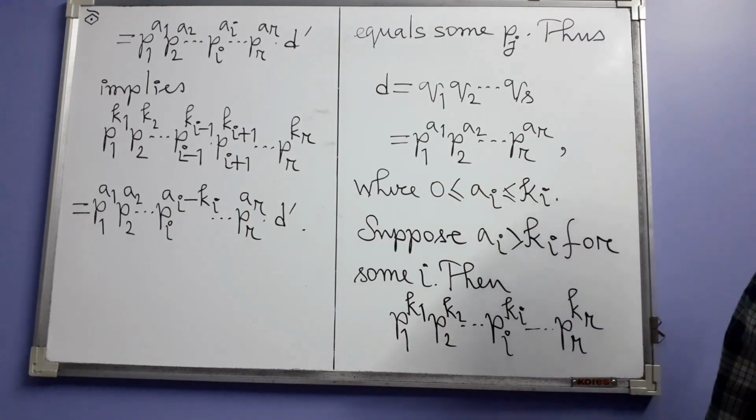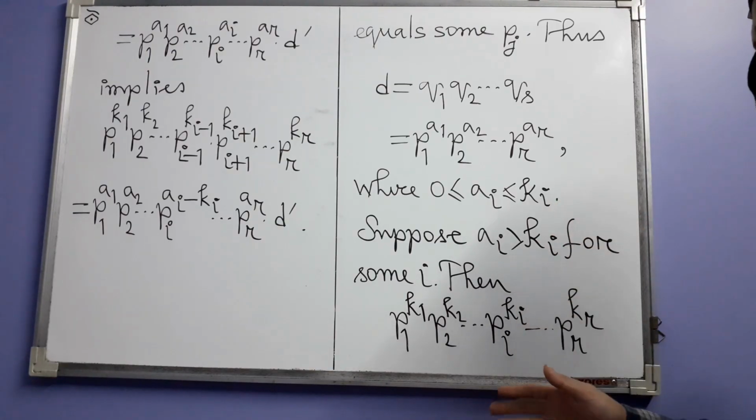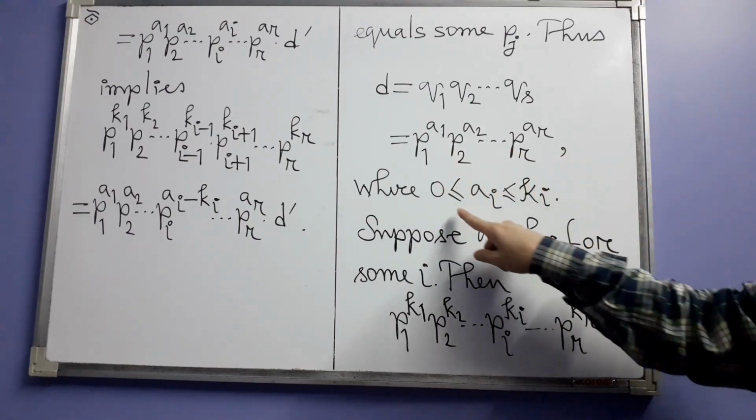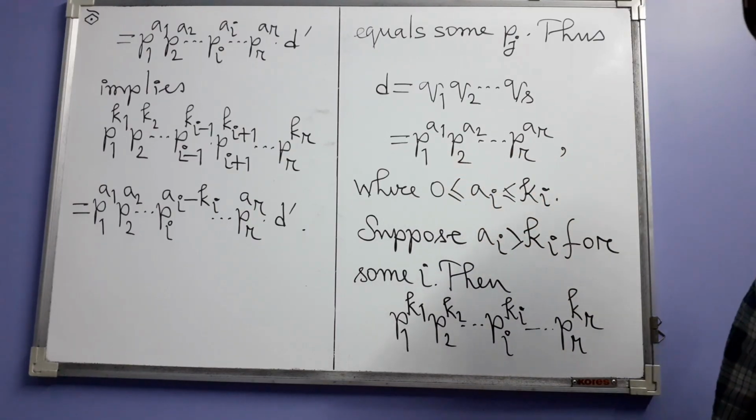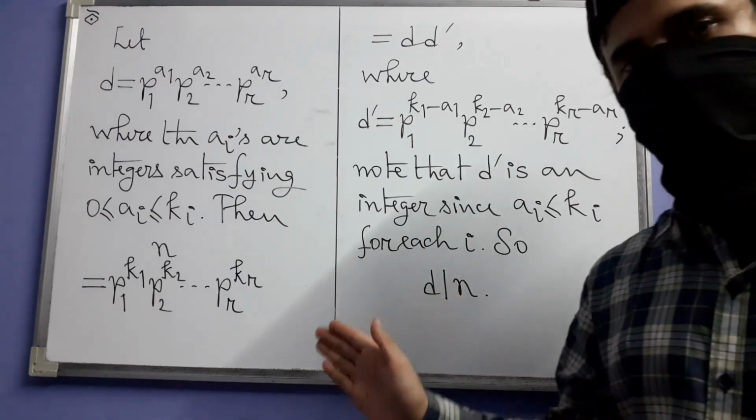So this is the first half of the proof only, where we have shown that any positive divisor of n must be of this form, where the exponents are like this. But actually this is the complicated half. The other half is very easy. So this is the second half.